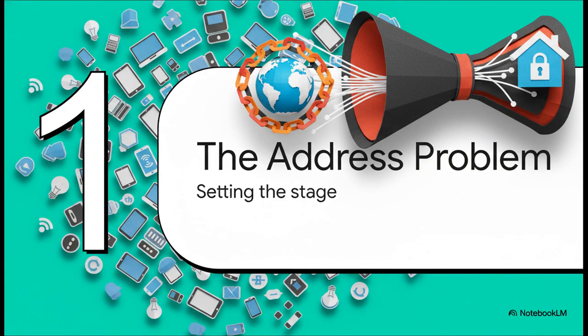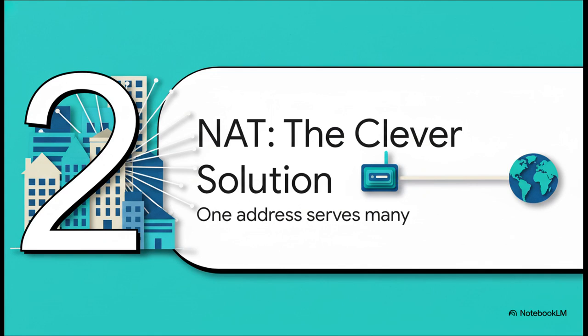So yeah, the stage is set. We have literally billions of devices trying to get online, but only about 4.3 billion unique IPv4 addresses to hand out. That scarcity was a massive bottleneck. We desperately needed a way to let lots and lots of devices share a single public address. And this is where our hero, NAT, enters the picture. It was this absolutely ingenious workaround that pretty much solved the address shortage overnight. NAT lets an entire private network, like all the gadgets in your home or office, get on the internet using just one single public address.